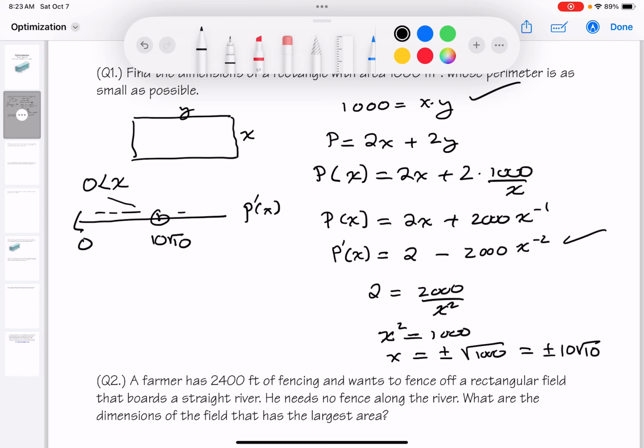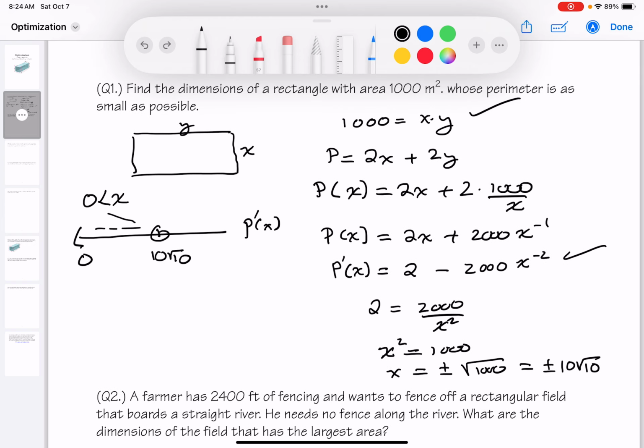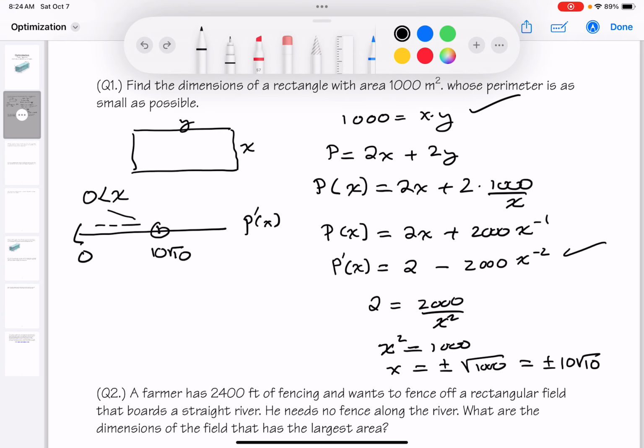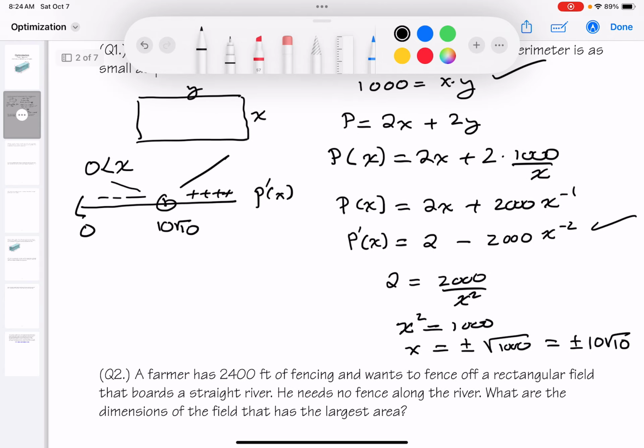Now if you take a number after 10 root 10, I don't know, 100, let's say, and plug it into the derivative, what are you going to get? You're going to get a positive number, which means the perimeter function is increasing at that point. What's the question? Find the dimensions of a rectangle whose area is 1,000 square meters and whose perimeter is the smallest possible. Well, I just found the smallest possible perimeter. Let's write it down now. They want the dimensions, which is going to be X by Y. So it's going to be 10 root 10.